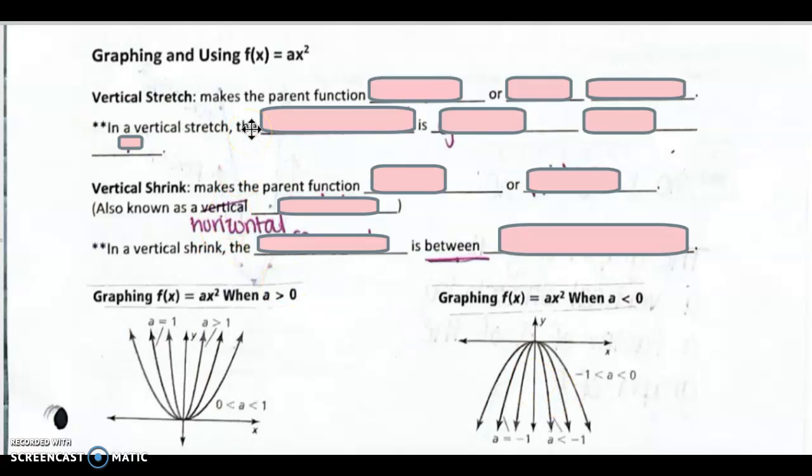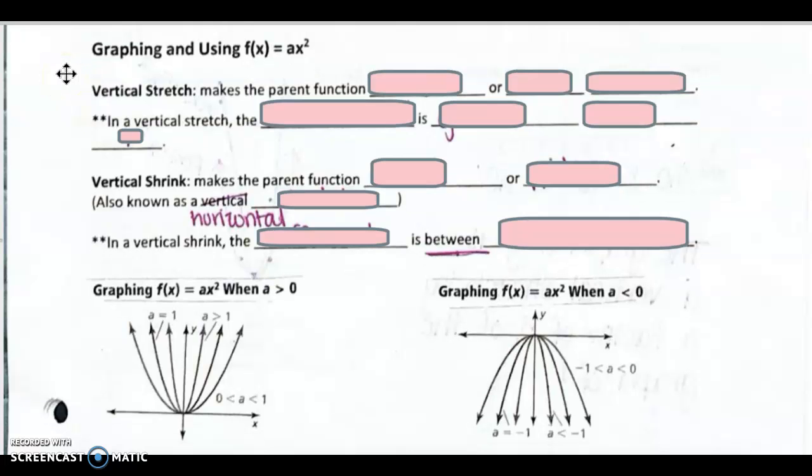All right, so now we're going to start looking at the transformations that occur. So we have vertical stretches, and that makes the parent function thinner or more narrow, however you want to say that.